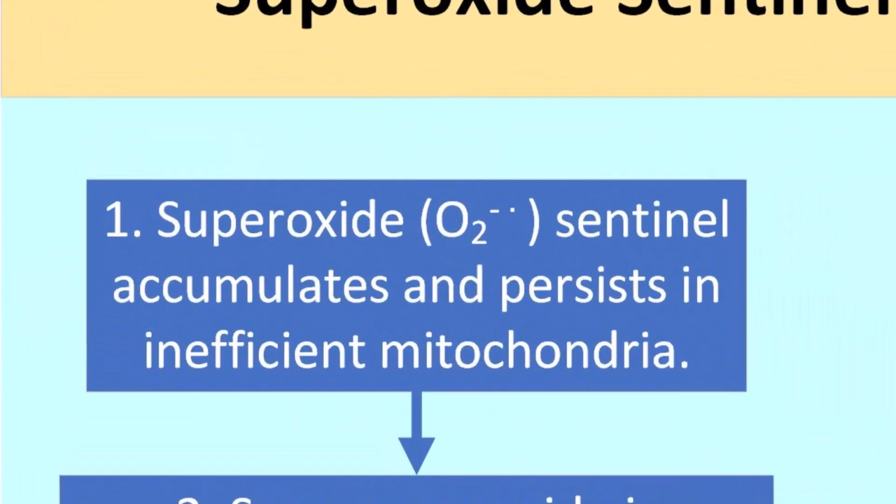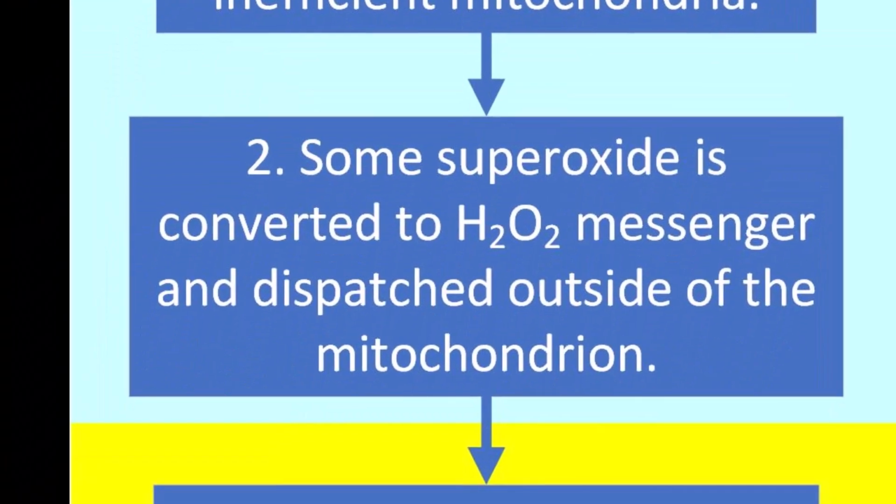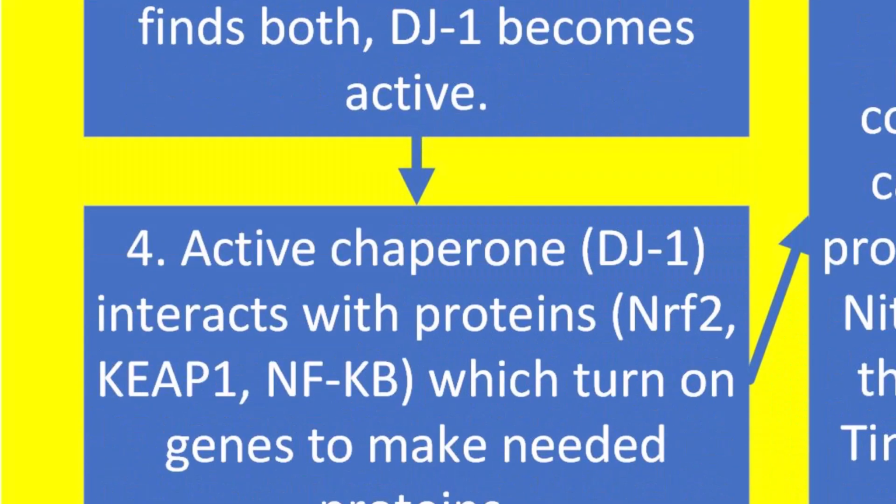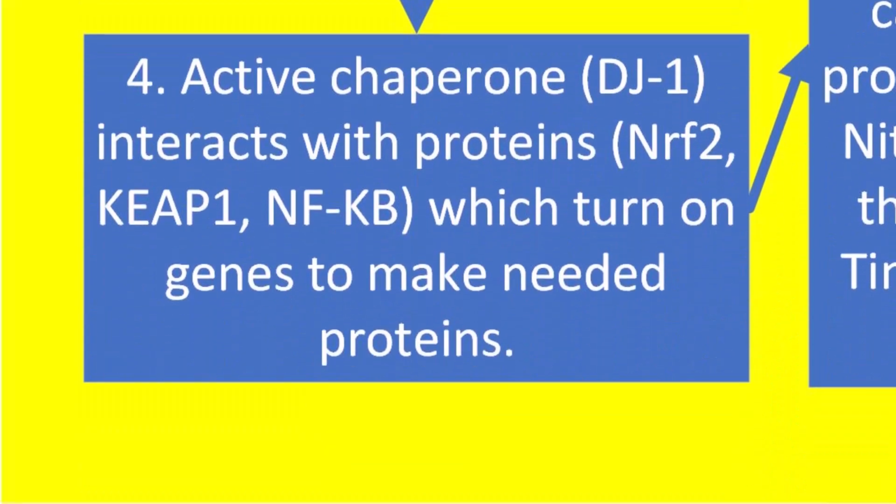Let's look at the steps. Step 1. Superoxide sentinel accumulates and persists in inefficient mitochondria. Step 2. Some superoxide is converted to hydrogen peroxide messenger and dispatched outside of the mitochondrion. Step 3. DJ1, a sensor of redox potential, counts hydrogen peroxide messengers and available resources, NADPH. If DJ1 finds both, DJ1 becomes active. Step 4. Active chaperone, DJ1, interacts with proteins NRF2, KEAP1, and NF-kappa-B, which turn on genes to make needed proteins.